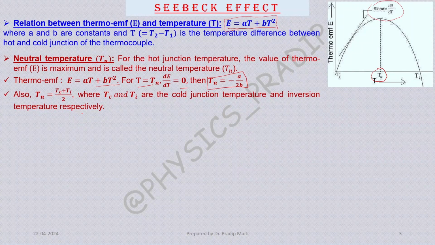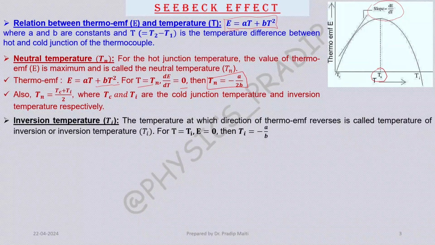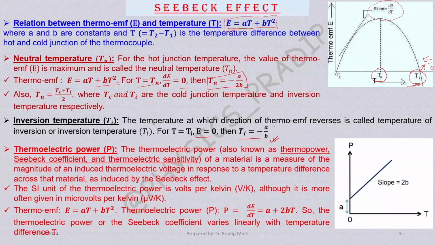Also Tn is given by Tc plus Ti by 2. Here Tc and Ti are the cold junction temperature and inversion temperature of the thermocouple respectively. So what is inversion temperature? Inversion temperature is denoted by Ti, and the temperature at which the thermo EMF reverses its direction is called inversion temperature. In this graph, at Ti the thermo EMF E is 0. So for inversion temperature E is 0, and then Ti is minus A upon B. So remember this formula.